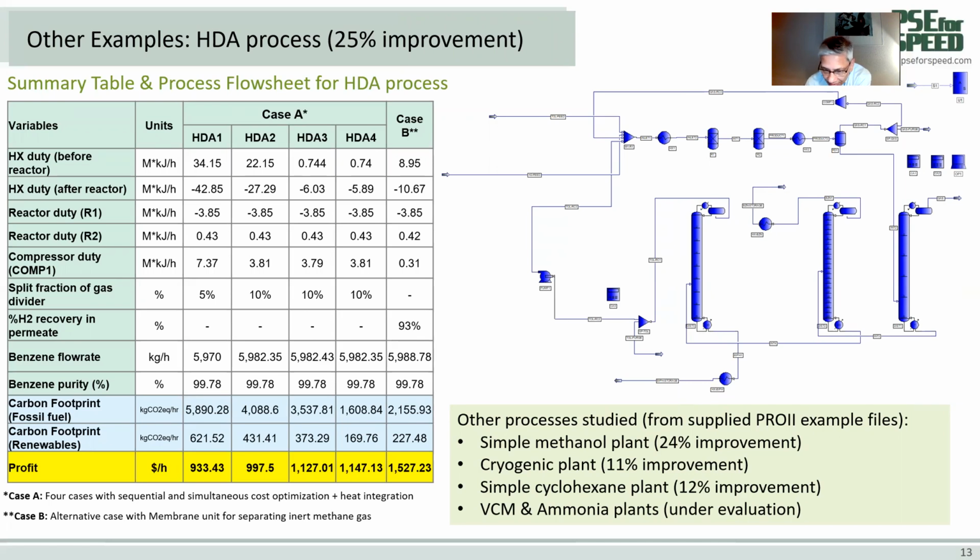We are also finalizing the details of VCM and ammonia plants. I don't have the values here, so I cannot show you now. So it is possible, and it's simple and easy. All one needs is to put the heat integration module as a mathematical transshipment module, which is a linear programming problem, into the optimizer.